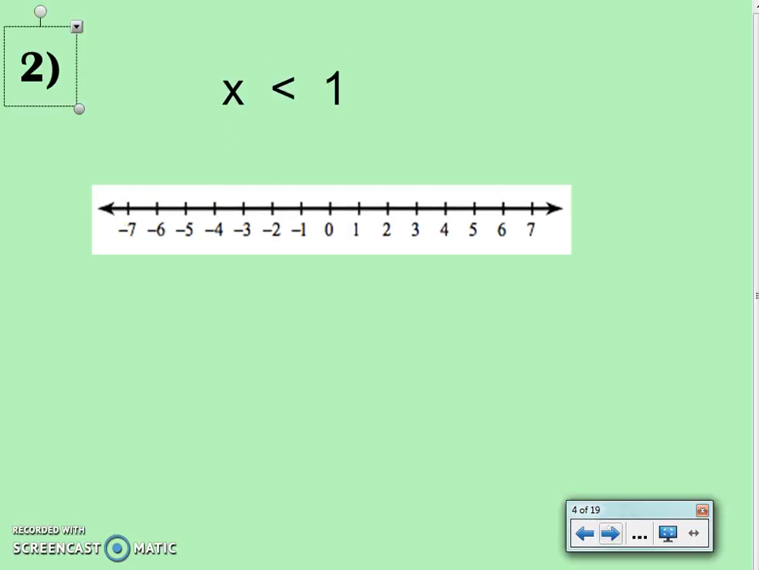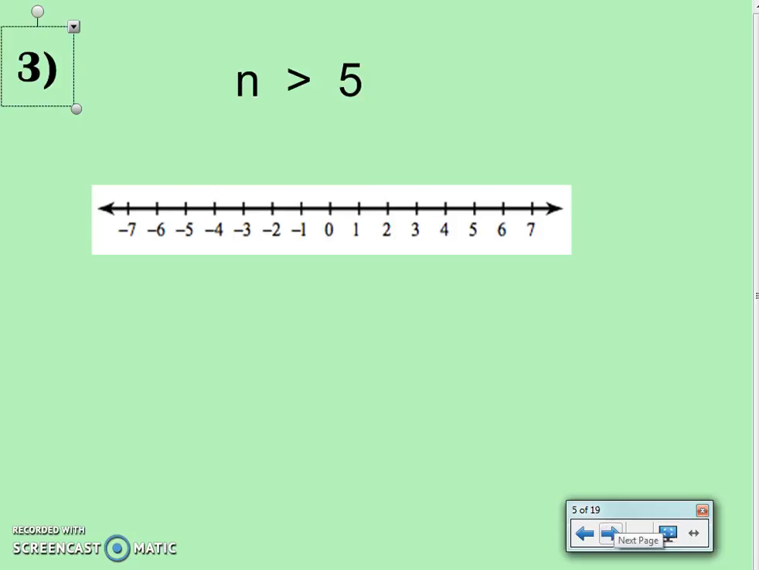X is less than 1. So since it's a less than symbol, I'm going to use an open circle. An open circle means that 1 cannot be one of my solutions. I cannot put 1 in for x because 1's not less than 1, but that's my starting point. It could be any number that's less than 1. So open circle, and I'm going to shade to the left because that shows me that I can put any number in there as long as it's less than or smaller than 1. What's the trick? Put a stick in the middle of your inequality symbol, and it looks like the arrow is pointing to the left. Shade to the left.